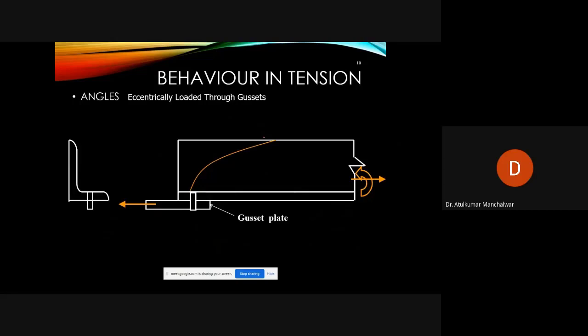This is the angle section. What it is saying: generally this is your member, and this is your plate, and this plate is connected to another member. This plate experiences the tension and is connected to the member. So this is called an eccentrically loaded connection through a gusset plate. This angle condition is an eccentrically loaded gusset plate.